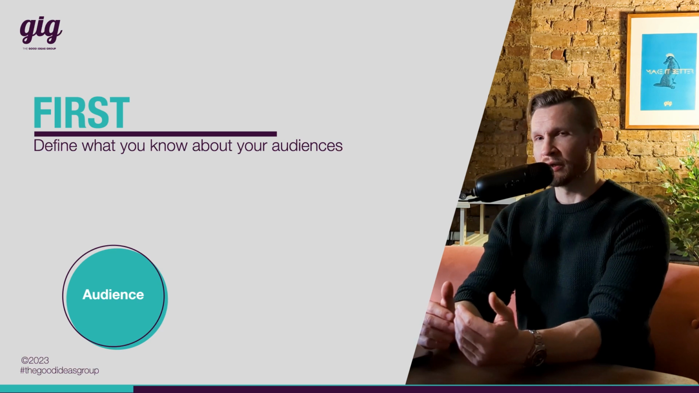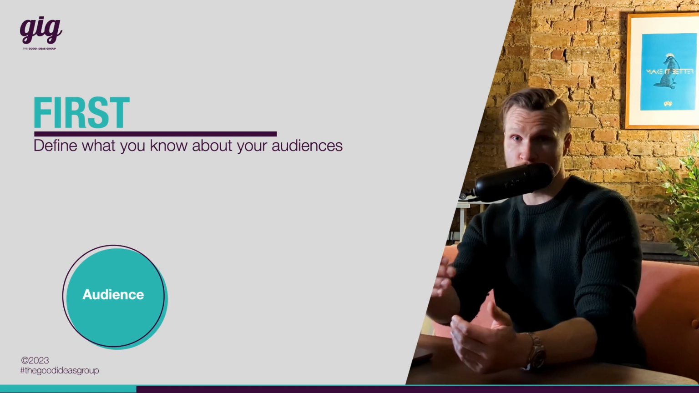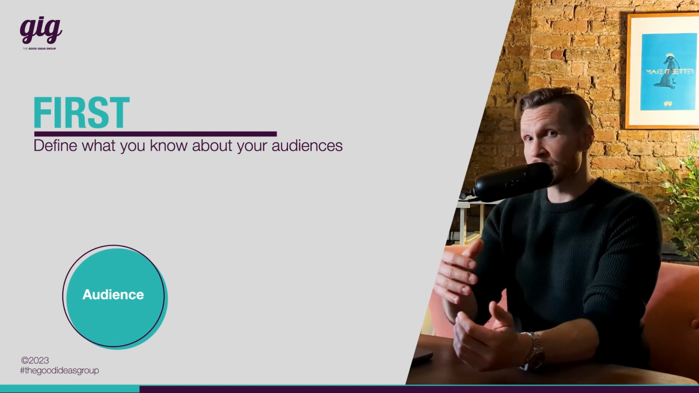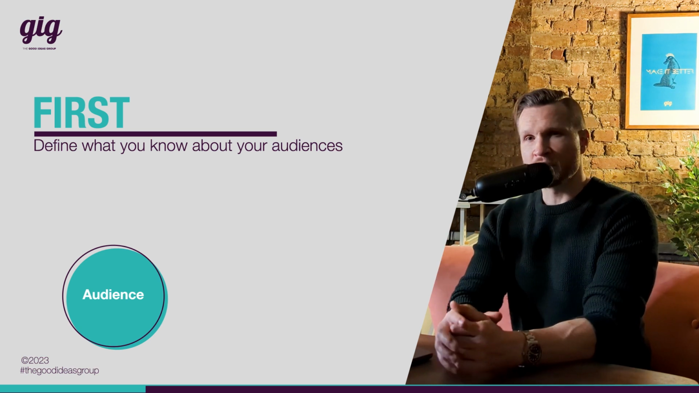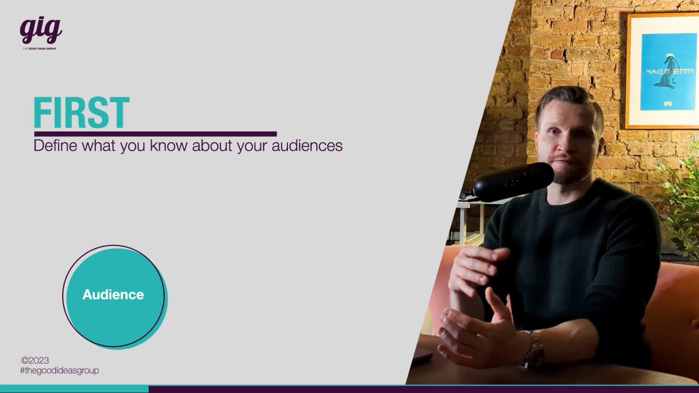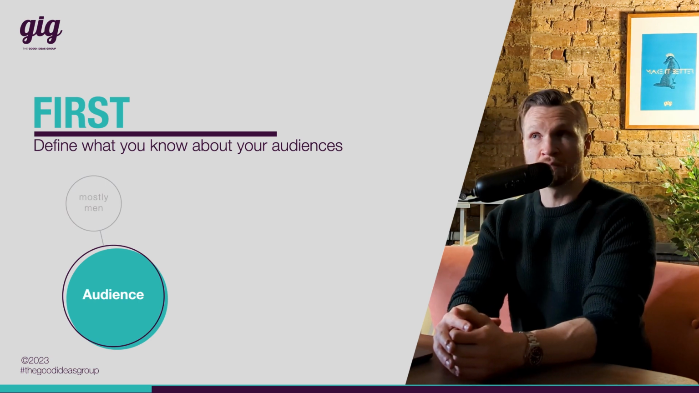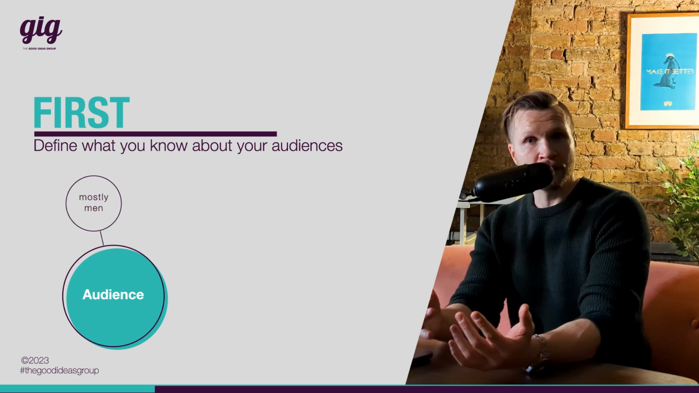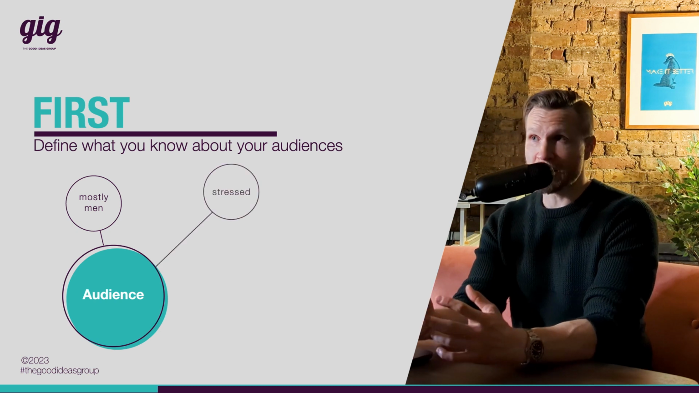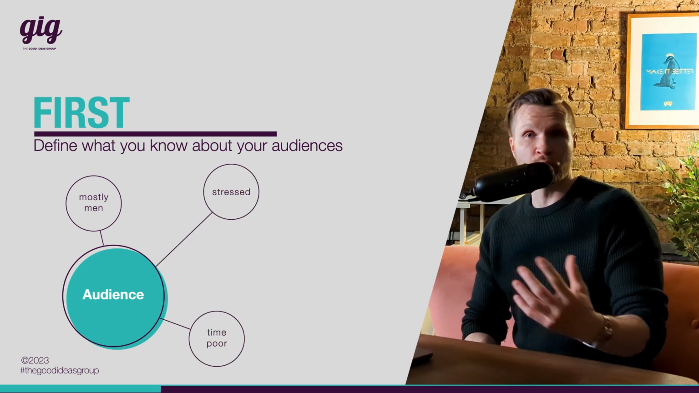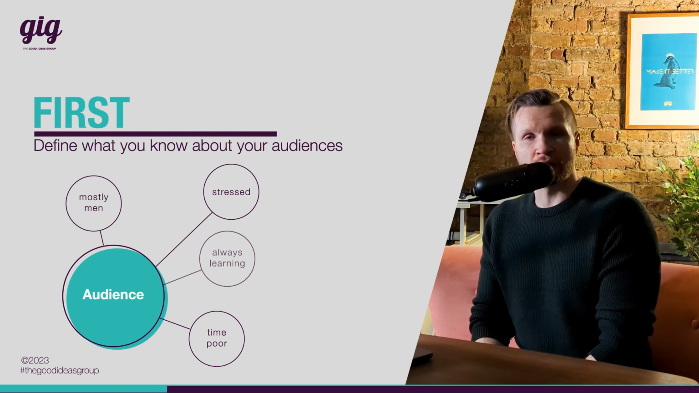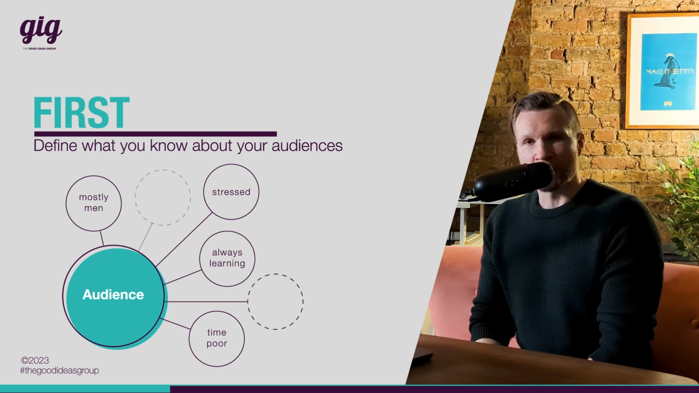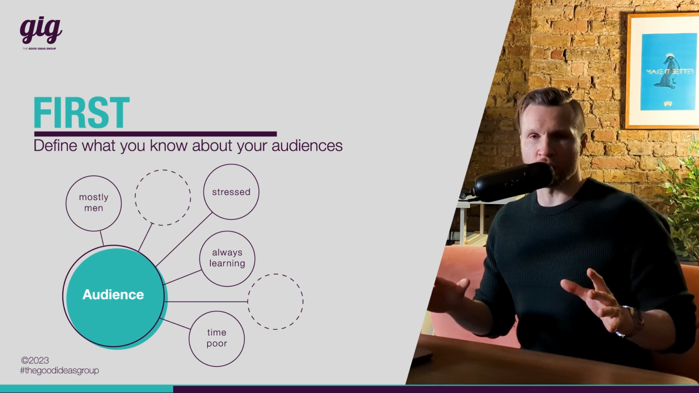And so you define who you are communicating to, and then in smaller circles, write down everything that you know about them. For example, let's start by defining this particular audience as a group of mostly men who are particularly stressed or time poor, but we also know that they're very interested in learning and self-improvement. Write down everything and anything you know about them.